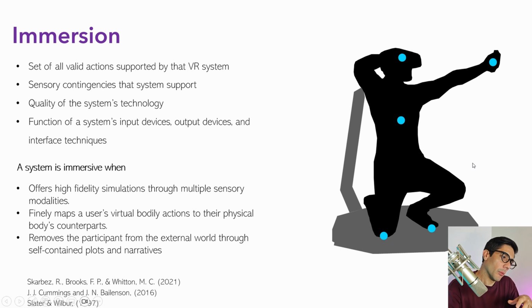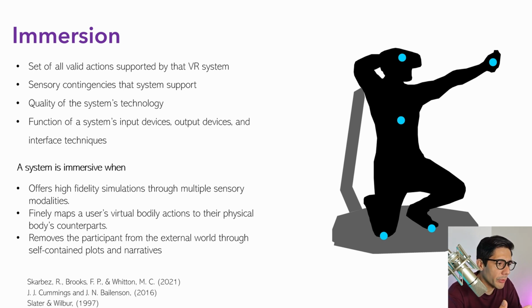Now, when we look at immersion, there are many definitions of immersion. The field of narrative, for example, has a definition of immersion. The field of psychology has another, and the field of virtual reality has another definition of immersion. Most people today follow this type of definition of VR, which comes from those authors I put here in the slide. But I'd say that immersion is, more or less, the set of all valid actions that are supported by the VR system.